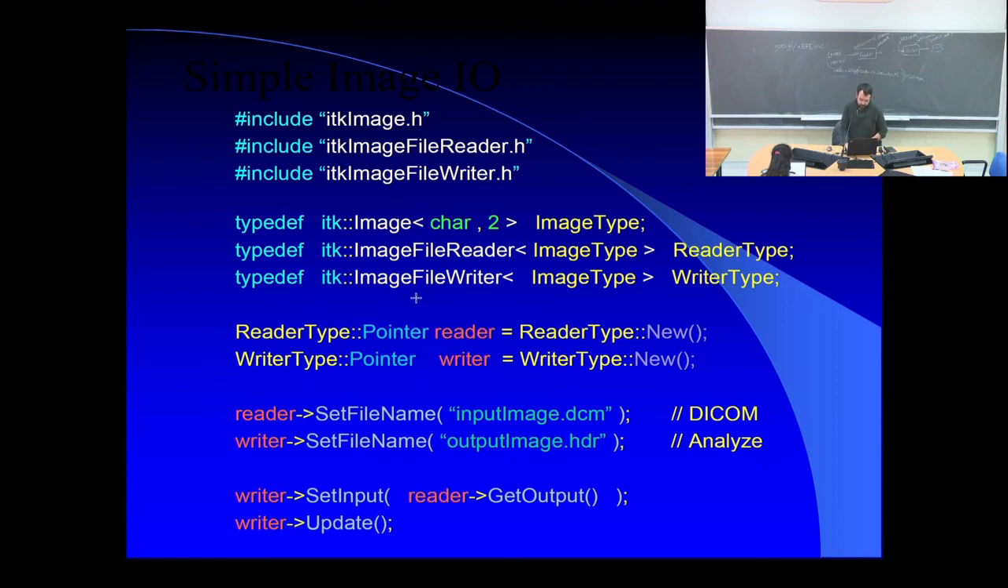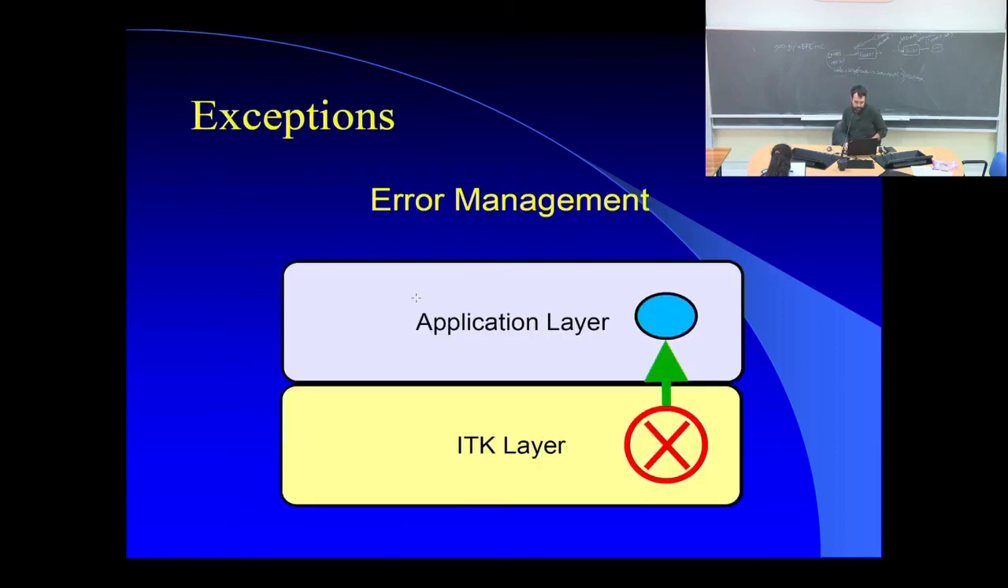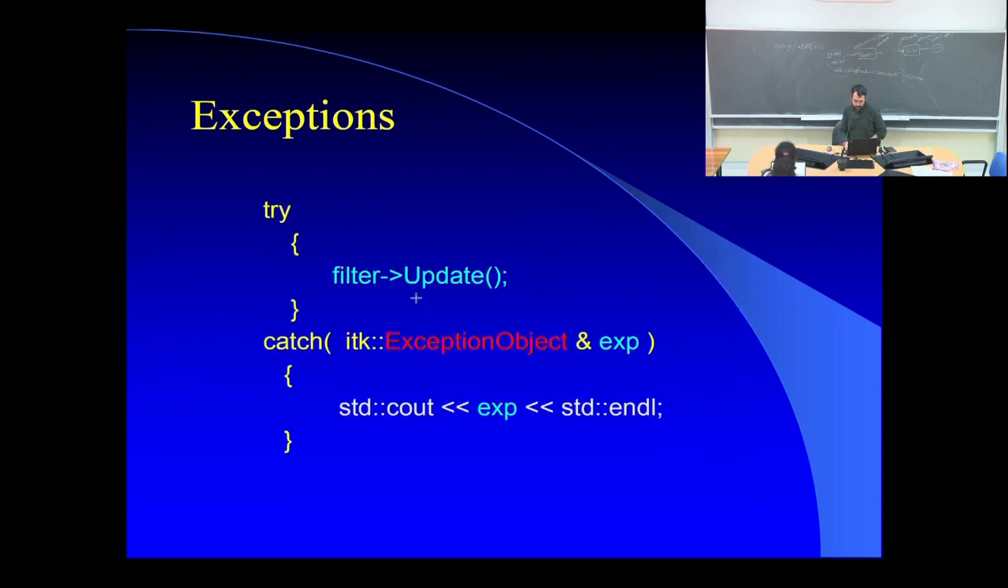So that's an example of reading and writing an image. There are other things we can do. Probably it's a bit beyond the scope of this short course on ITK, but you can also do error management with exceptions. You know exceptions in C++, in other languages as well. There are try-catch sections. So you can do things like this. Try to apply a filter, but if it doesn't work for any particular reason, then you can show a message.